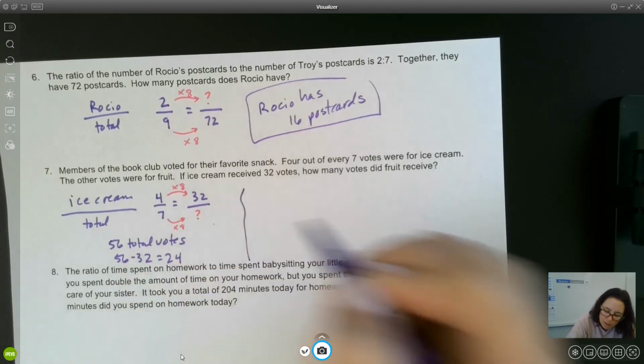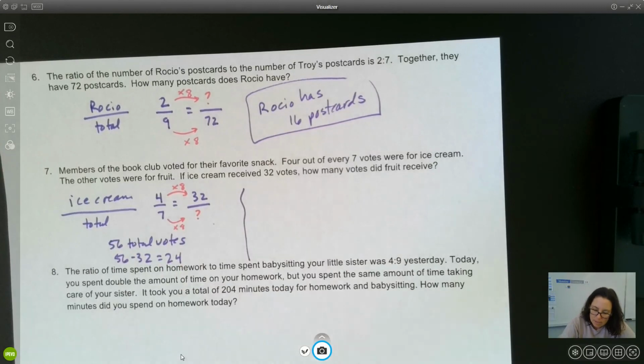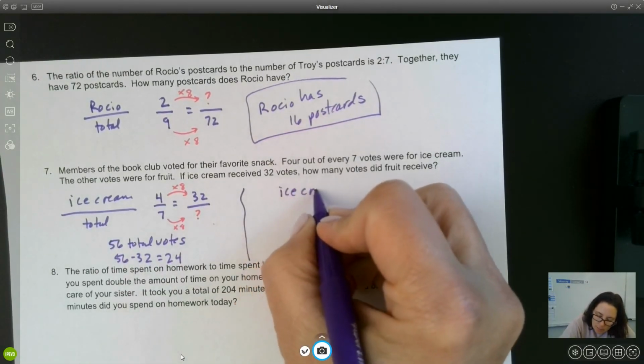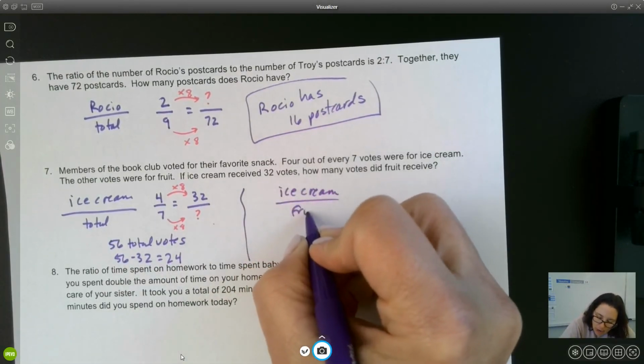Let's see if we can do this another way. Ice cream and fruit.